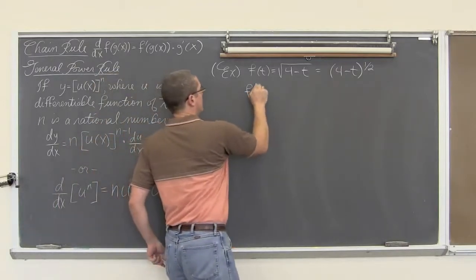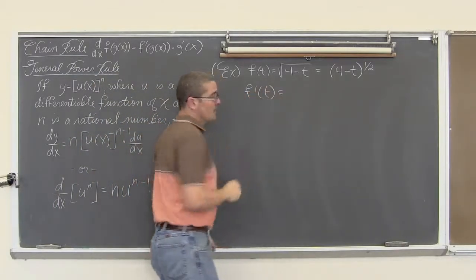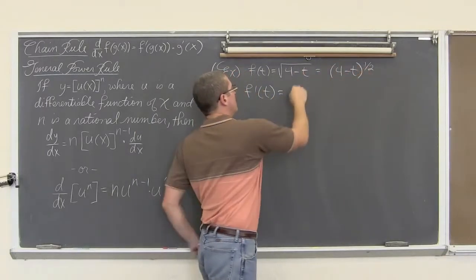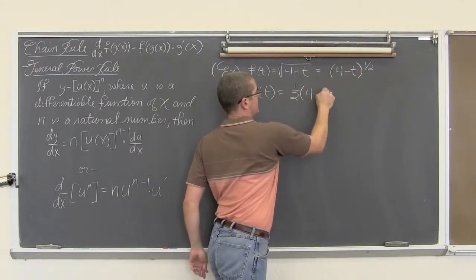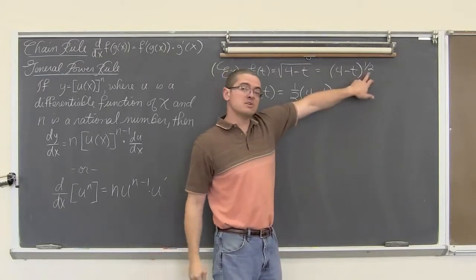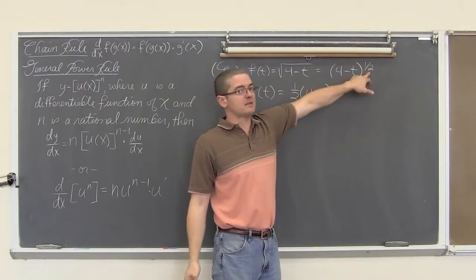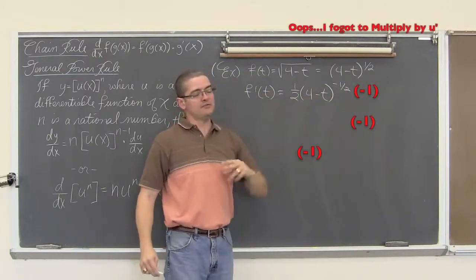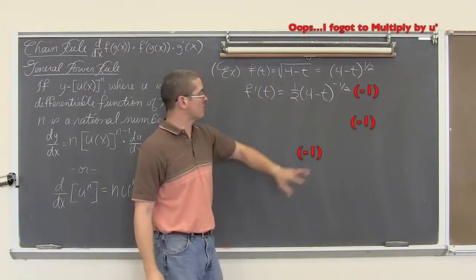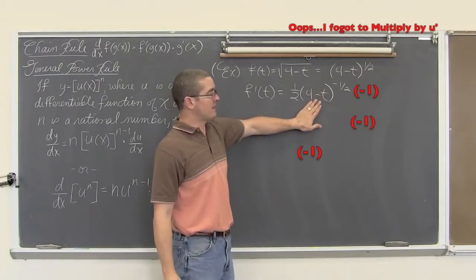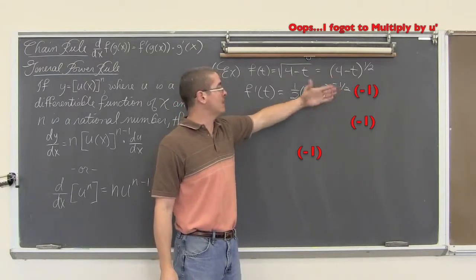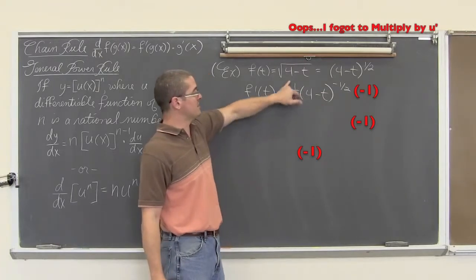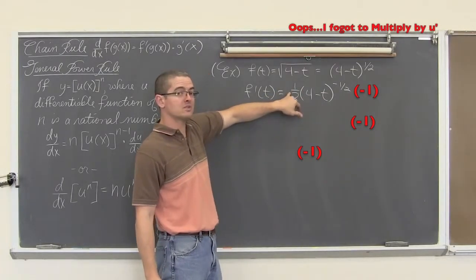So f prime of t is equal to 1/2. We're going to bring that out front. So 1/2 times 4 minus t, and the exponent needs to get reduced by a value of 1. So 1/2 minus 1 is negative 1/2. And we do not want to leave negative exponents in our final answer. So we're going to take this binomial that has that negative power and drop it down into the base of the fraction. Along with it inside the denominator, we already have a 2.